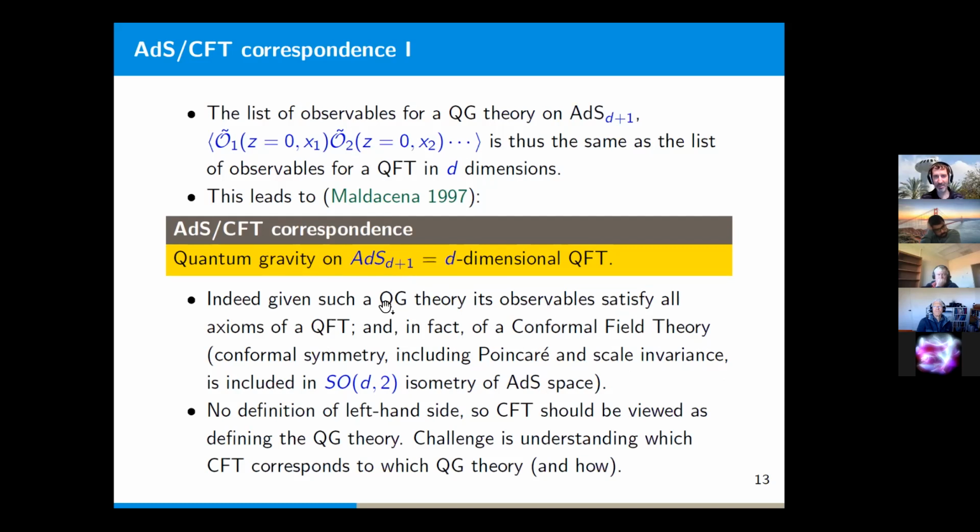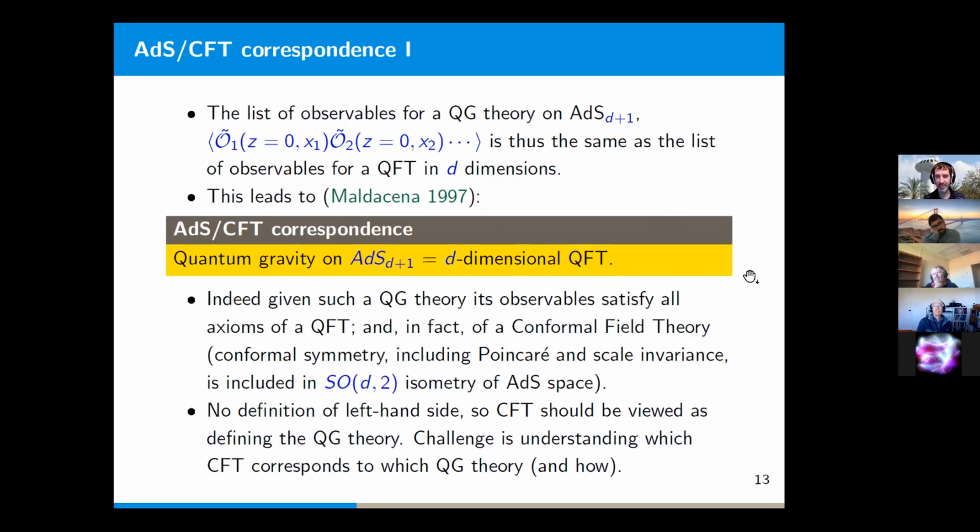Now, this would be the statement if we had a definition of such a quantum gravity theory, but of course, in fact, we do not know how to define quantum gravity theories, not in anti-de Sitter space or in any other space a priori. So this correspondence should in fact be viewed as giving us a definition of what we mean by the left-hand side, namely the quantum gravity theory on anti-de Sitter space, and we can define it as being equivalent to this d-dimensional quantum field theory.